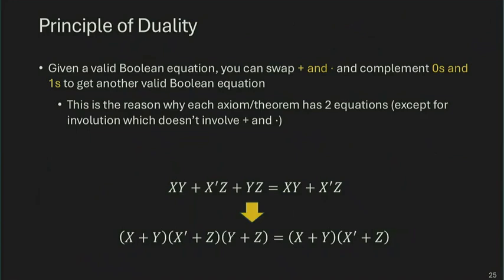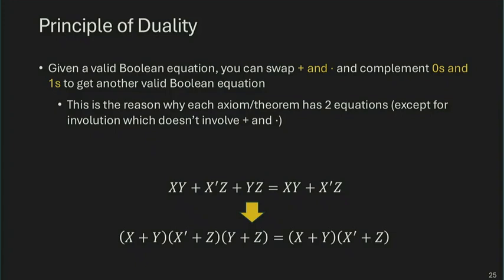And this idea, formally speaking, is called the principle of duality. Right? The reason why we have two equations for each axiom and for each theorem, except for the involution, because involution involves only a single variable, is because of the principle of duality. Given one valid Boolean expression that you need to prove to be valid, you can swap and or, swap the operation, and then complement zeros and ones, right? Switching between 0 and 1 to get yet another valid Boolean equation.